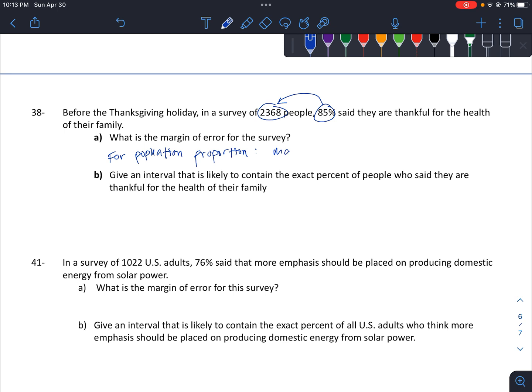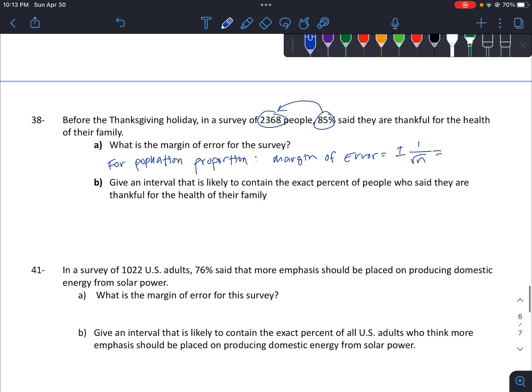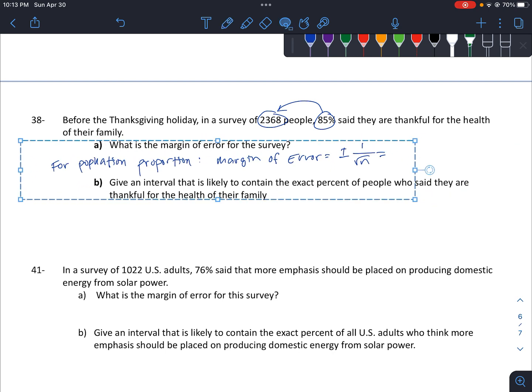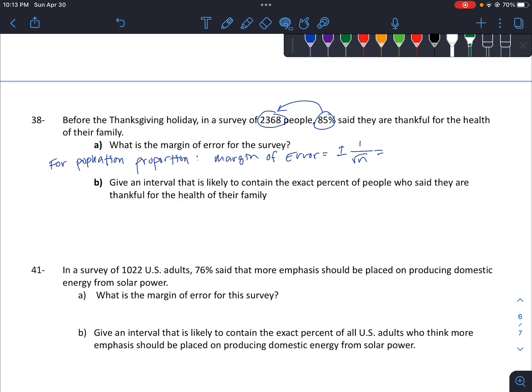The margin of error is equal to plus or minus 1 divided by the square root of n. So in this case, it's going to be equal to plus or minus 1 divided by the square root of 2368.